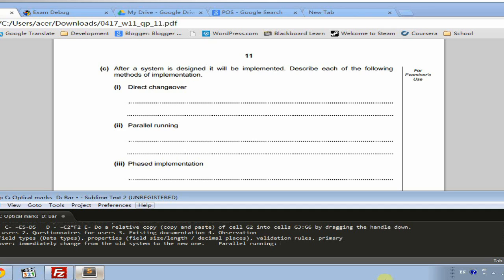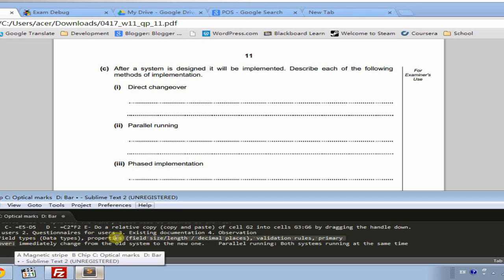So this is where we have both of our systems running at the same time. So we have our first database and our second database both running at the same time. This is good because it's reliable. If the new system breaks down, if we're doing direct changeover, that's going to be disastrous. The new system breaks down, we've got nothing. With parallel running, if the new system breaks down, we can instantly switch back to the old system. So it's a really safe way to do it.